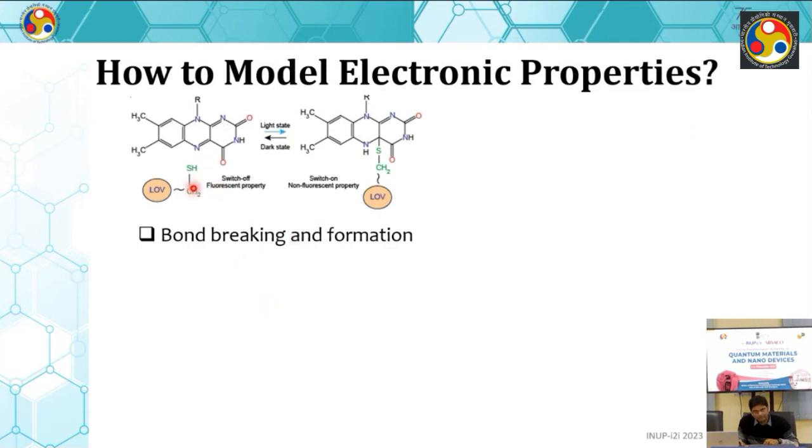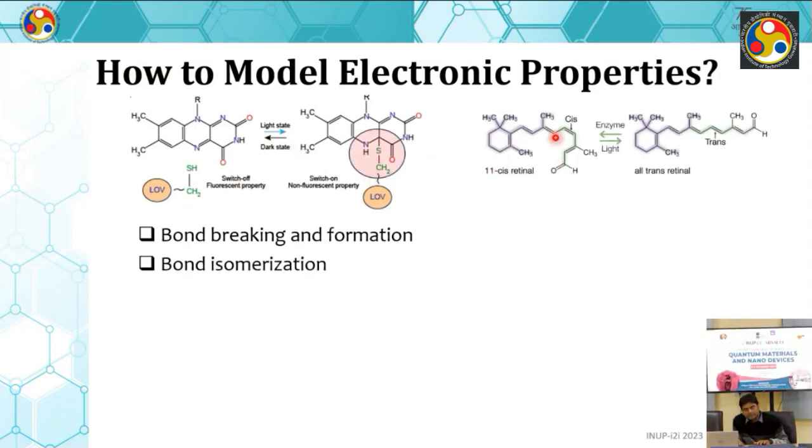Say, for example, when we talk about bond breaking and bond formation. So this is one example where we have an SH group and a chromophore. But with the exposure of light, there will be a bond formation where the proton from this SH group will transfer to N, and S will make a covalent bond to this carbon. So this phenomena is very difficult to describe in terms of classical mechanics. This normally takes place in sensor-based proteins.